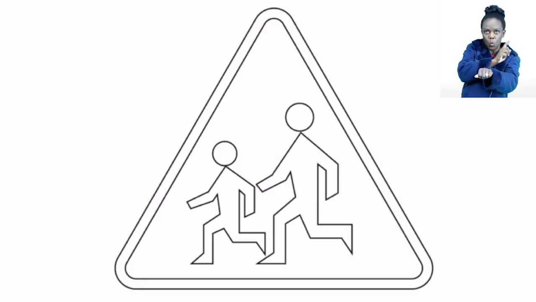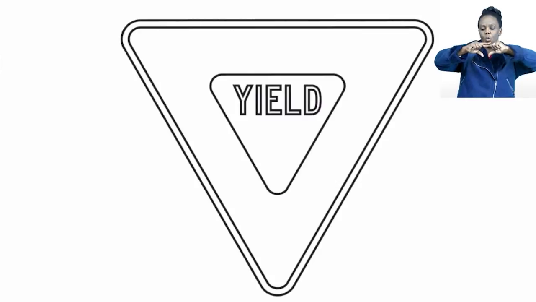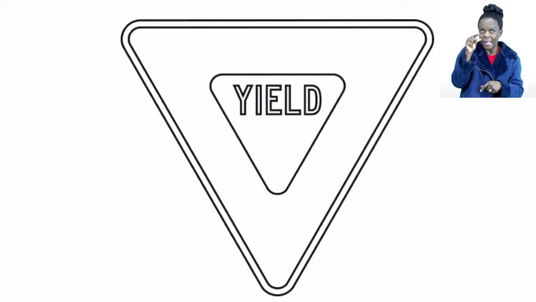Let's take a look at our next sign on page 20. On page 20, we have an upside down triangle. It is different from the pedestrian sign that we saw on page 19. Here on page 20, our upside down triangle has a word on it. That word is yield. Now the word yield on this road sign is to say that you must give way or you must let the person who is crossing your road go first. This is so that they can help you cross the road safely.